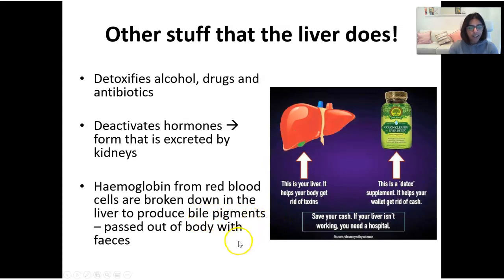So please don't underestimate the power of your liver. Your liver gets rid of toxins, so any sort of detox that you want to do, well, you don't need to start it tomorrow, you're already doing it.